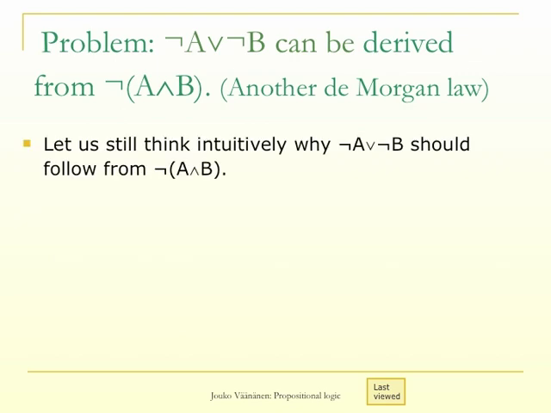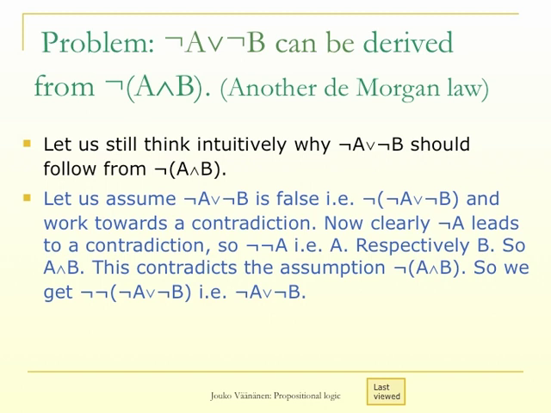Let us still think intuitively why not A or not B should follow from not left parenthesis A and B right parenthesis. Let us assume not A or not B is false, that is, negation left parenthesis negation A or negation B right parenthesis, and work towards a contradiction. Now clearly not A leads to a contradiction, so not A, that is A, is true. Respectively B is true. So A and B is true. This contradicts the assumption negation left parenthesis A and B right parenthesis. So we get negation, negation, left parenthesis, negation A or negation B, right parenthesis. That is negation A or negation B.